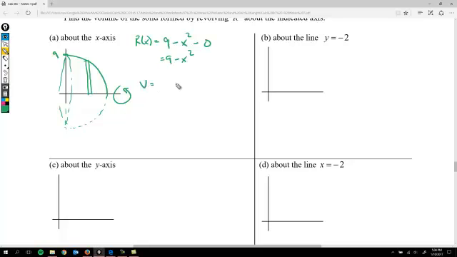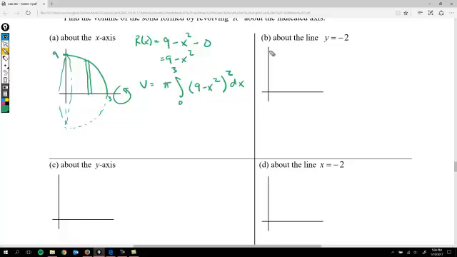I just plug this into my volume equation. So pi integral from 0 to 3, because that's where I intersect, right here at 3. 0 to 3 of my area, 9 minus x squared, squared dx, because remember, this is my radius. This represents what my radius is at any given point. I'm squaring it, and then I would just evaluate this integral.